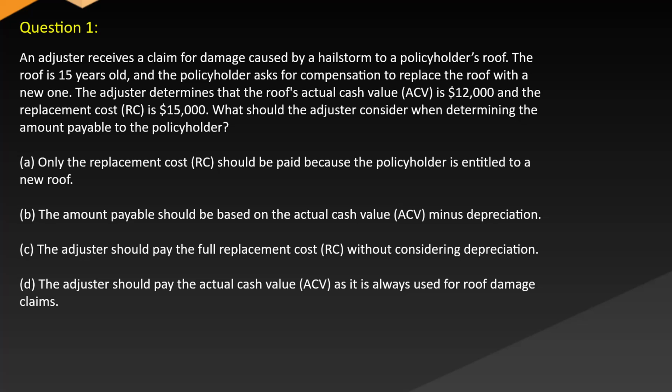A. Only the replacement cost (RC) should be paid because the policyholder is entitled to a new roof. B. The amount payable should be based on the actual cash value (ACV) minus depreciation. C. The adjuster should pay the full replacement cost (RC) without considering depreciation. D. The adjuster should pay the actual cash value (ACV), as it is always used for roof damage claims.